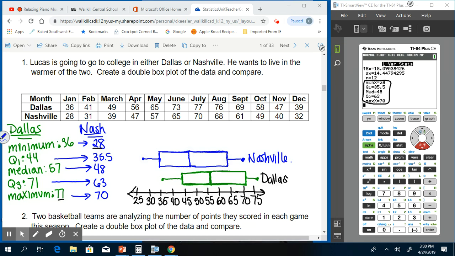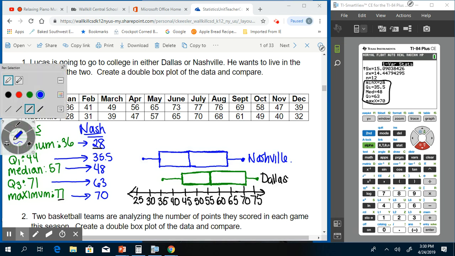Okay, so now we have our box plots, our representations of the temperature in both of those areas, and we have to compare the data. So we could say Lucas should pick Dallas because 25% of the time it is warmer, and its median temperature is higher than Nashville. If we're taking a look at this, how did I get that 25% here? These two numbers are really close right here, and this bar is always higher than Nashville.